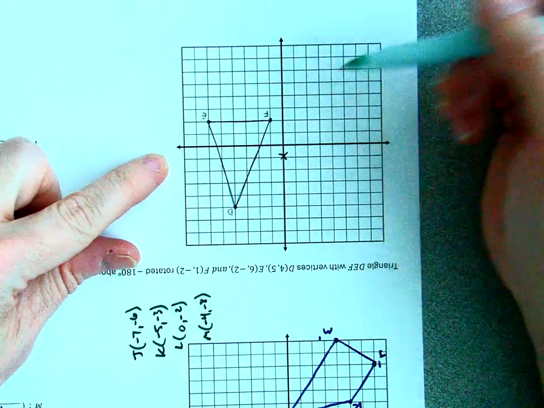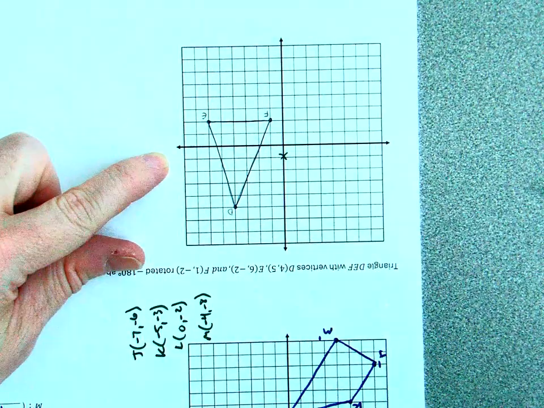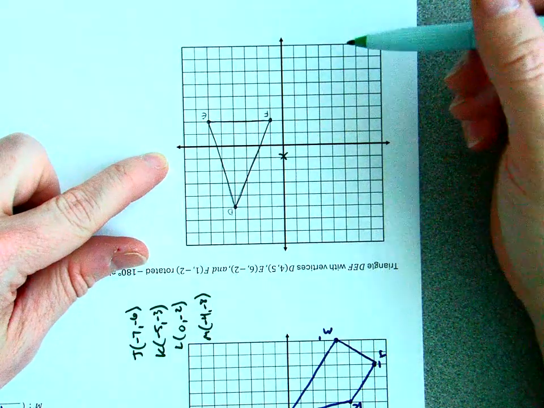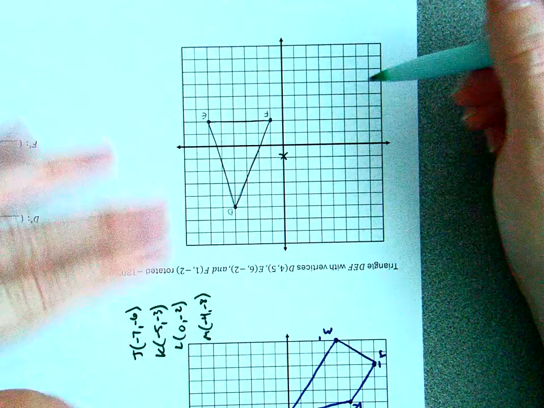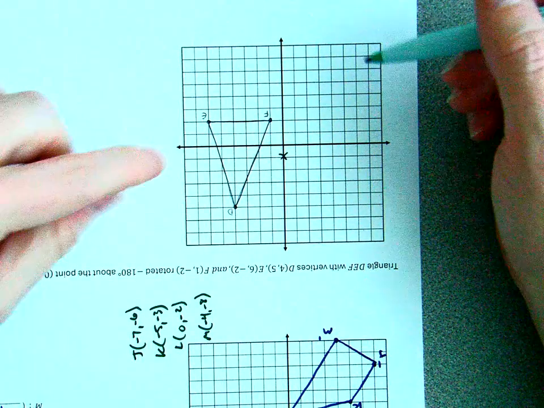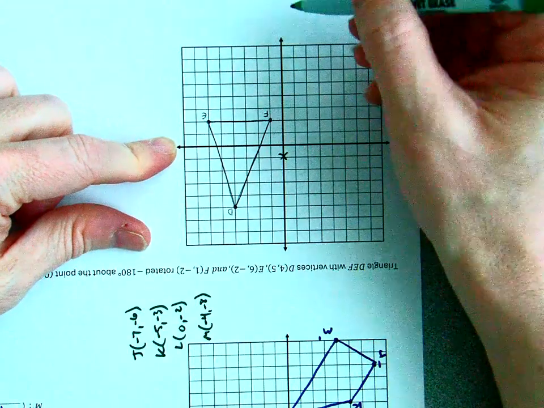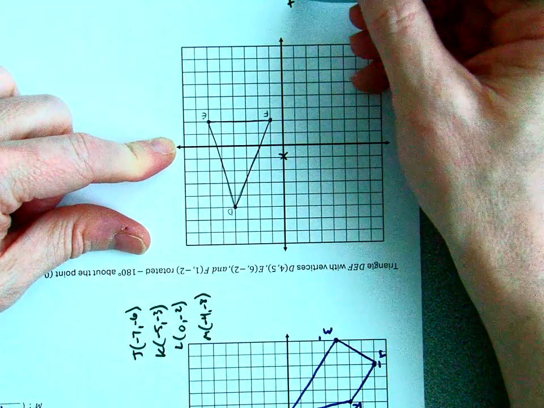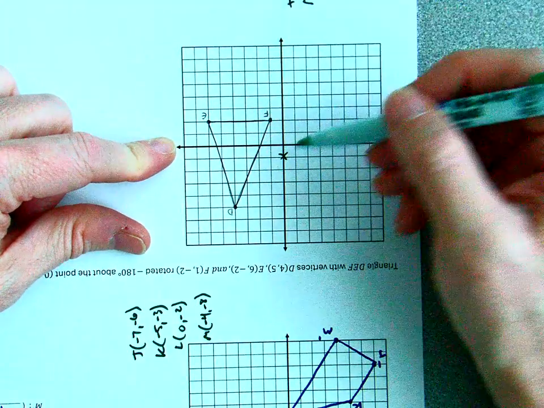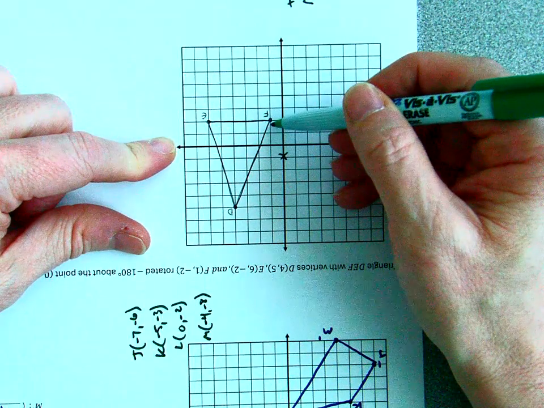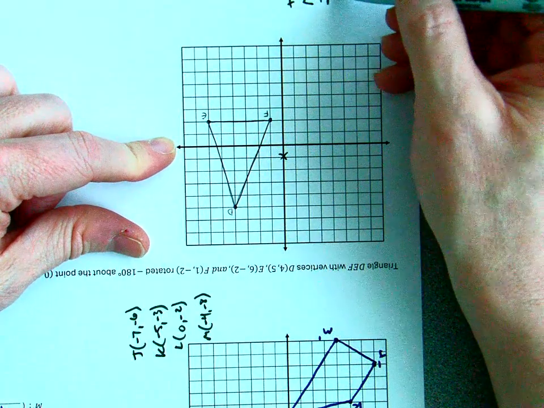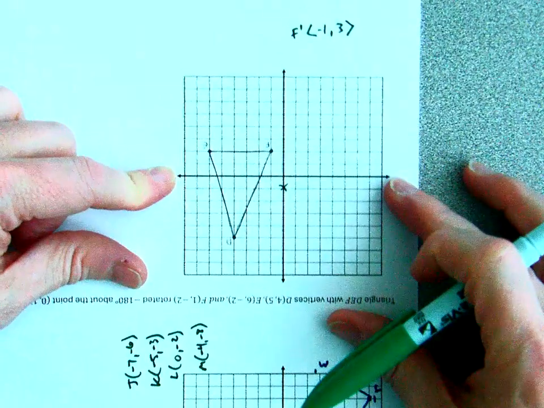So we talked about component form of a vector in the translation video that I made. So if you're not really sure what I'm doing here, you can take a look at that. So I'm looking at F, right? In order to get to F prime, I'm going to need to move left 1 and up 3. So left 1 and up 3. I'm just going to jot this down.